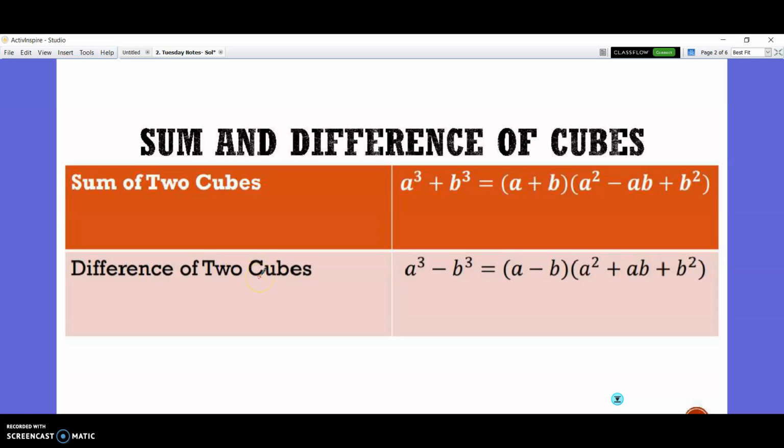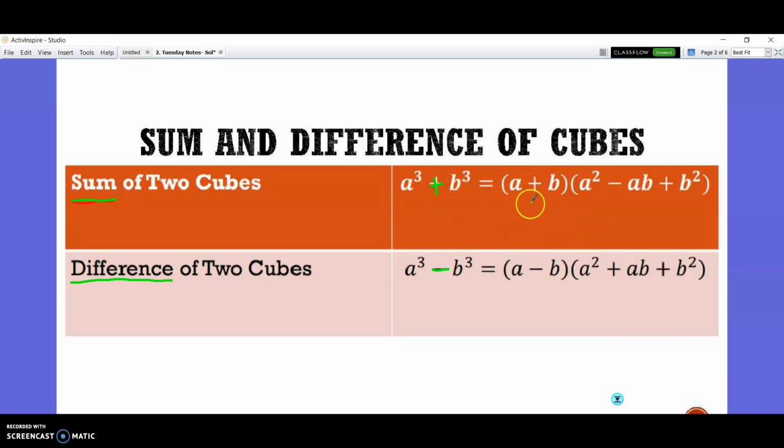So here are two other ways that we can factor. There are the sum of two cubes and the difference of two cubes. When you look at sum, since sum means to add, right here we're adding a cubed plus b cubed. When we have the difference of two cubes, we are subtracting two cubes. So a cubed minus b cubed.